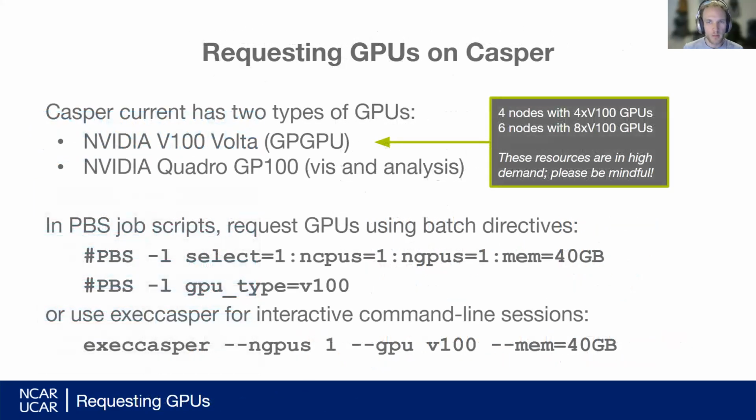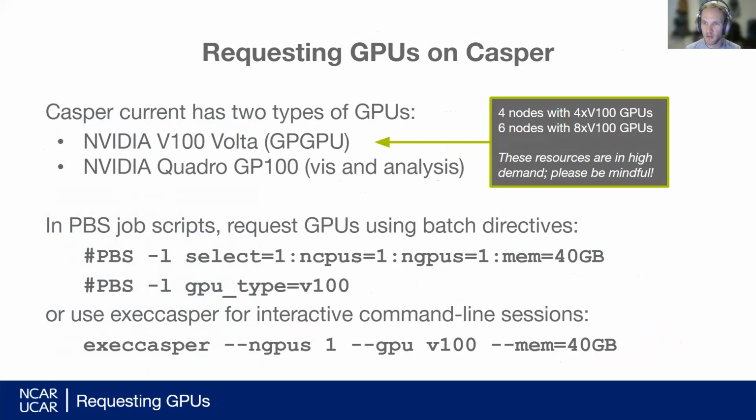Okay, so just a little bit about requesting GPUs on Casper, and I suspect for some folks here this will be purely review, but if you haven't done so before, just a quick mention that Casper currently has two types of GPUs. There is the NVIDIA V100 Volta. This is the GPGPU, the more capable, the workhorse GPU that we have there.